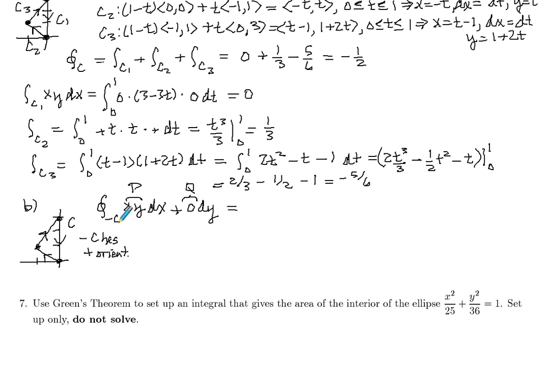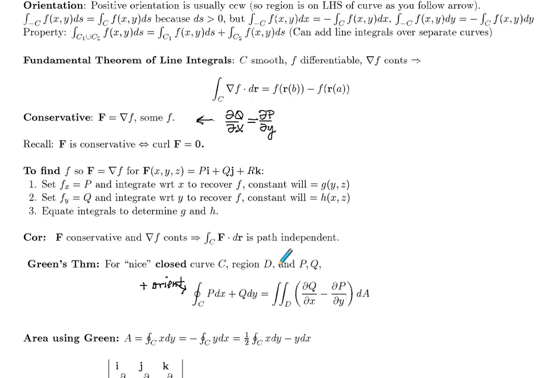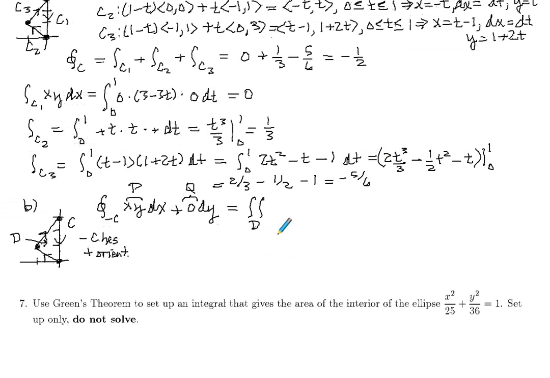Then Green's theorem says since this is a positively oriented curve, we can just change this to the line integral over D, where D is the region in here. It's the interior of the triangle. And instead we look at dq dx minus dp dy. So dq dx is 0, minus dp dy is x. So we're just integrating negative x dA.